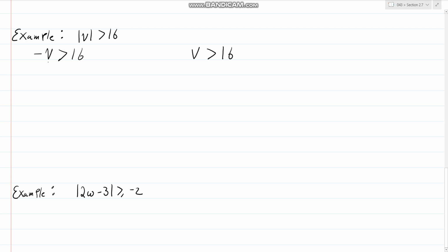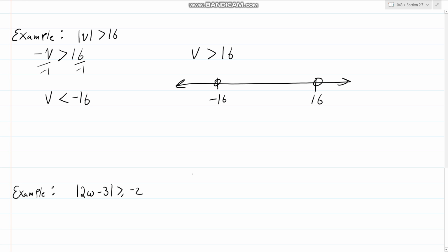So if I divide both sides by a -1 to make it a positive v, I get v is less than -16, and I have v is greater than 16. Let's draw the region and make sure we got it. So I'm interested in -16 and 16. Both of these, I don't actually want to include the point. It's not actually the point.